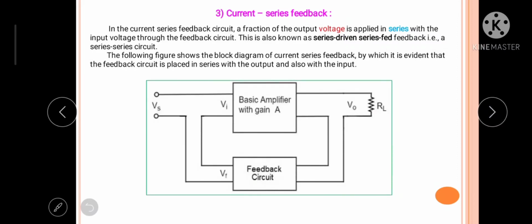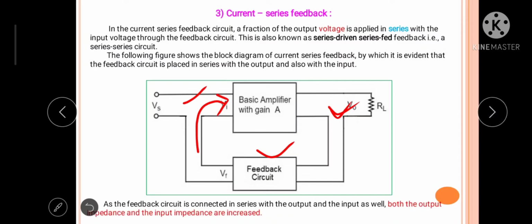Again, in this circuit, from the output, the current is taken in series with load resistance RL by this feedback circuit, and this quantity is connected in series with the input voltage Vi. That's why this is called current series feedback. Here, the output quantity as a current is taken from the output and it is connected in series with the input. That's why its short name is current series feedback circuit. As the feedback circuit is connected in series with the output and the input as well, both the output impedance and the input impedance are increased.